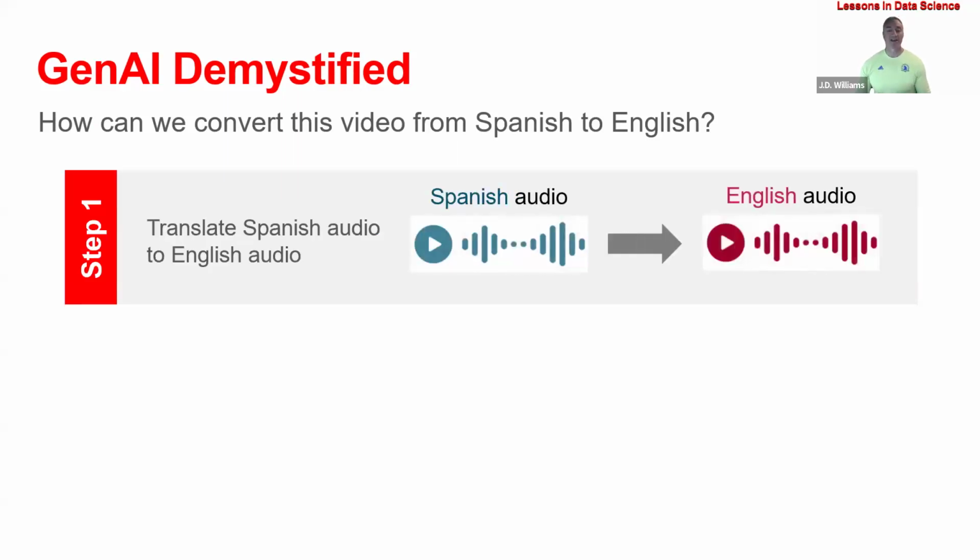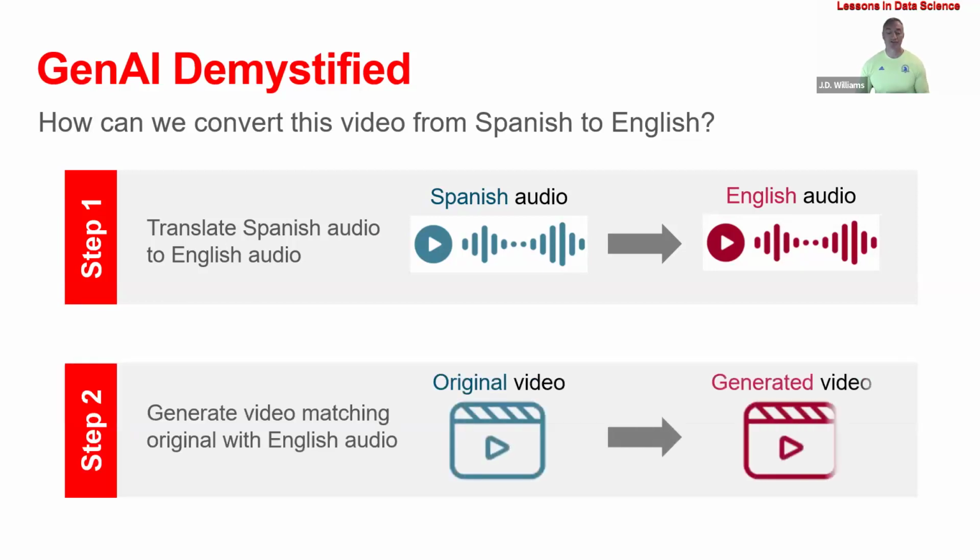So how can we convert this video from Spanish to English? It's done in two steps. Step one is to translate the Spanish audio file into an English audio file. And then step two is to generate video matching the original video, but now with English audio. And I will go through each of these steps in a little more detail.